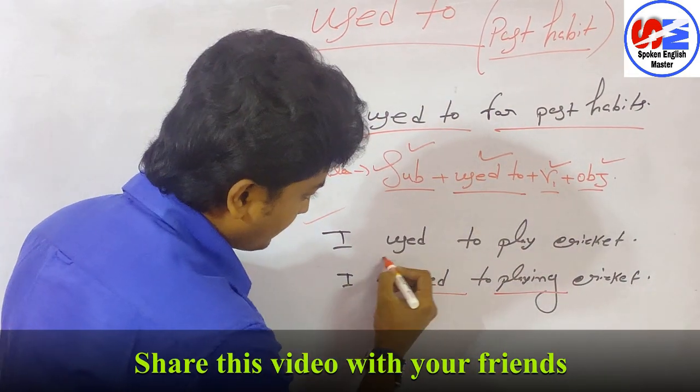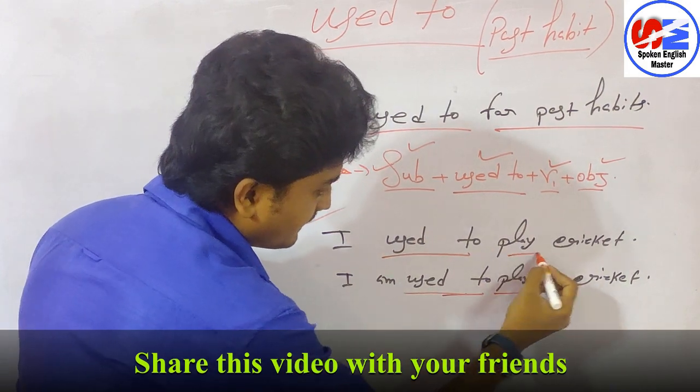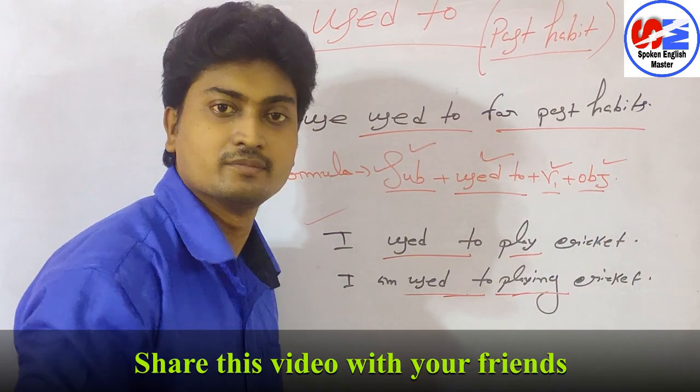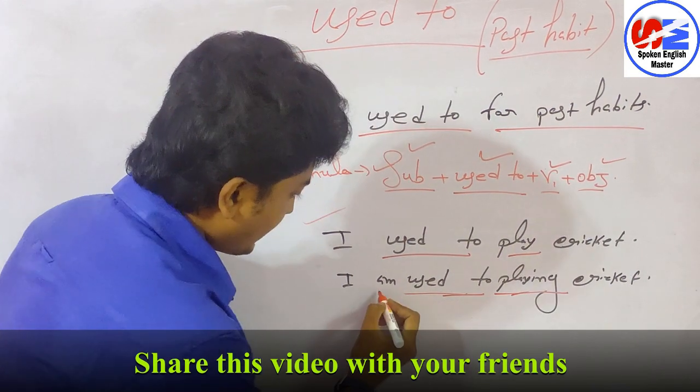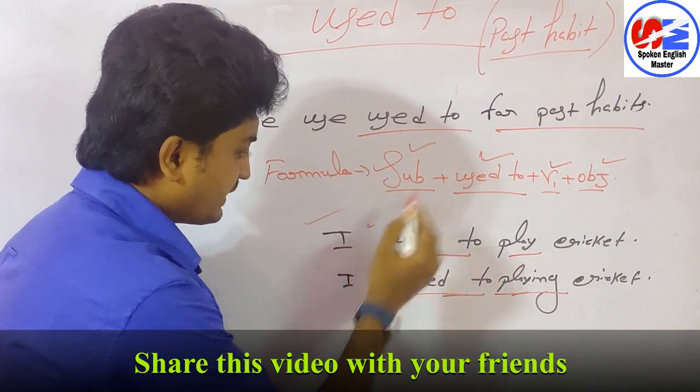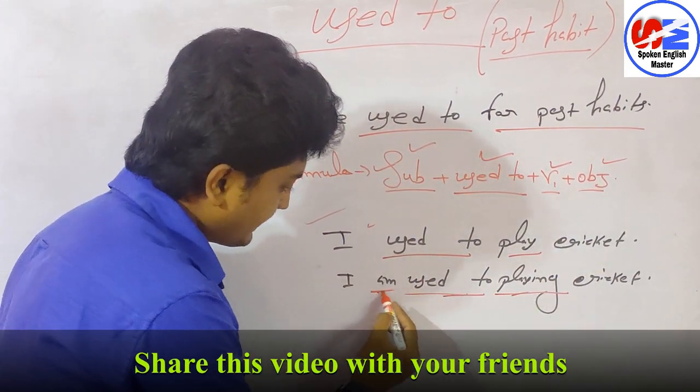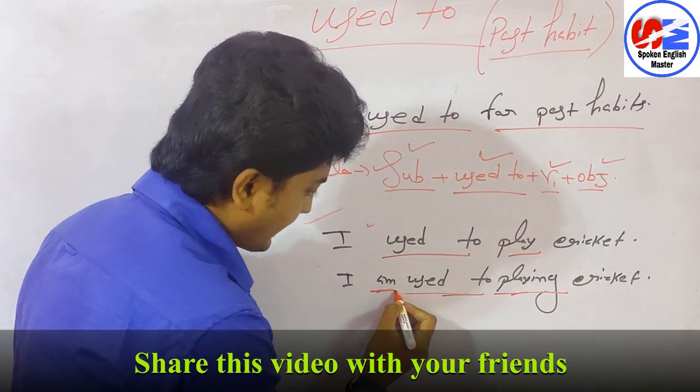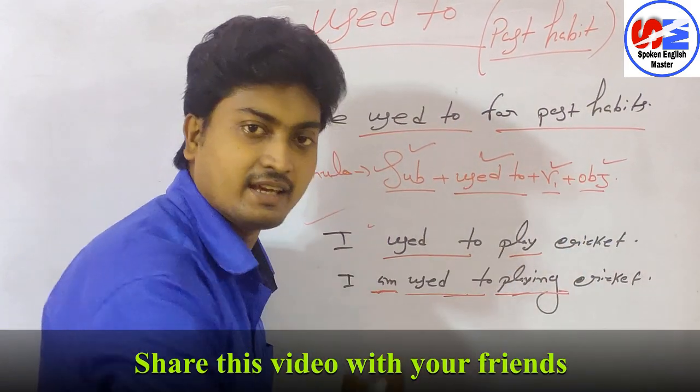यहाँ पे देखिए यूज टू, यहाँ पे भी यूज टू है, यहाँ पे भी यूज टू है, लेकिन यहाँ पे देखिए प्ले है, यहाँ पे प्लेइंग हो गया है. और यहाँ पे देखिए आई के साथ एम भी है, यहाँ पे कुछ नहीं है. यहाँ पे है कुछ, यहाँ पे कुछ नहीं है. यहाँ पे देखिए एम एक्स्ट्रा है और यहाँ पे आईएनजी लग गया है.